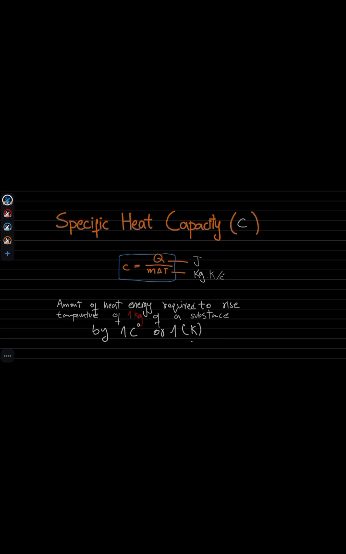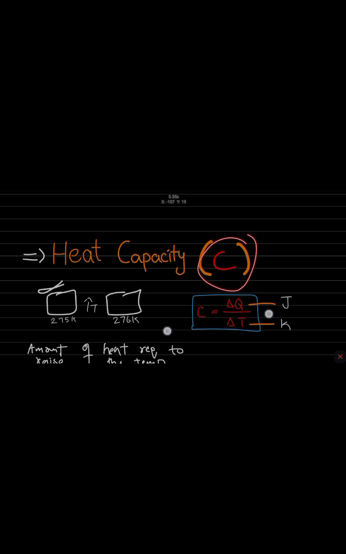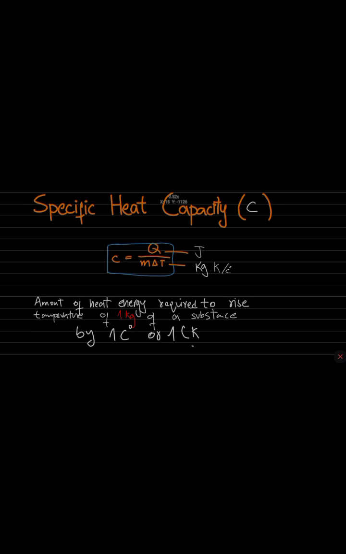Let me give a small overview of what I have taught just now. Specific heat capacity is denoted by small c, while heat capacity is denoted by a capital C. Here c is the specific heat capacity, Q is the heat energy supplied, m is the mass of the substance, and delta T is the temperature change, and these are the units. The unit of heat is joules, as you all know, mass is kilogram, and temperature is Kelvin or Celsius.